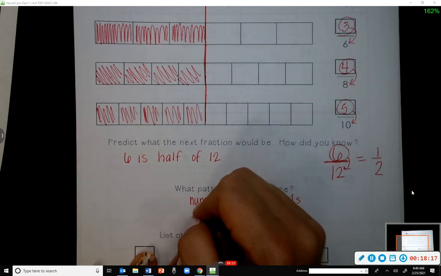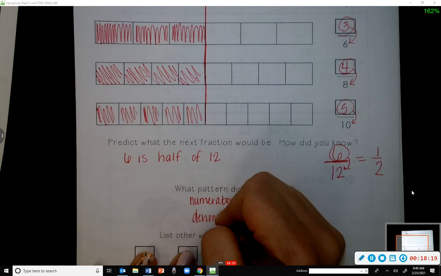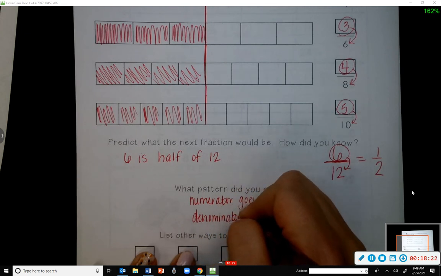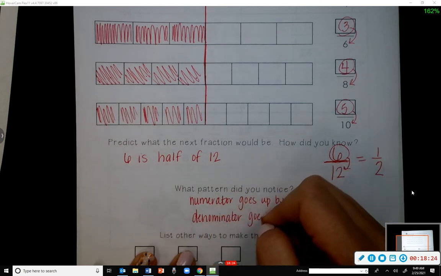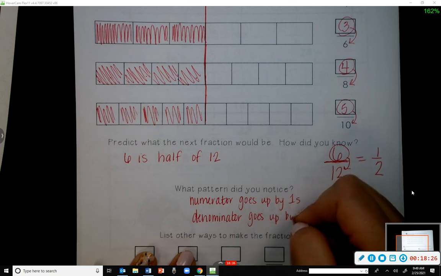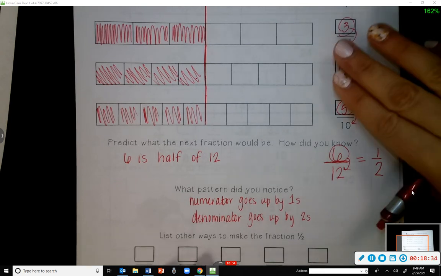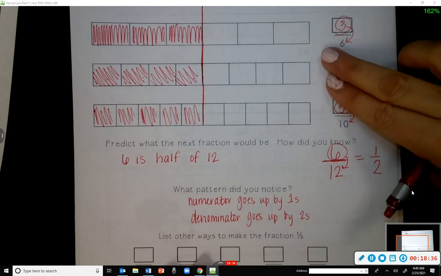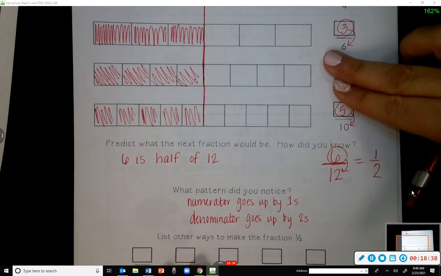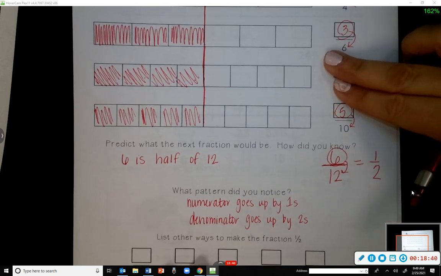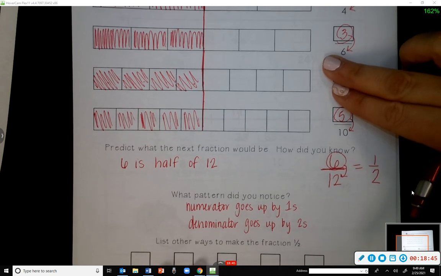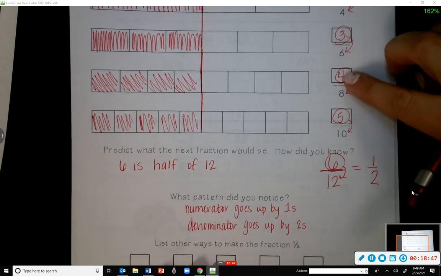And the denominator skipped by 2s, or went up by 2s. Okay? Is that the only thing we saw though? What if I had not gone in order, if I had skipped around, if I had not put 4/8 there? We couldn't have said that, but we could see another pattern though, right? Yes. What was the pattern you saw between the numerator and the denominator?